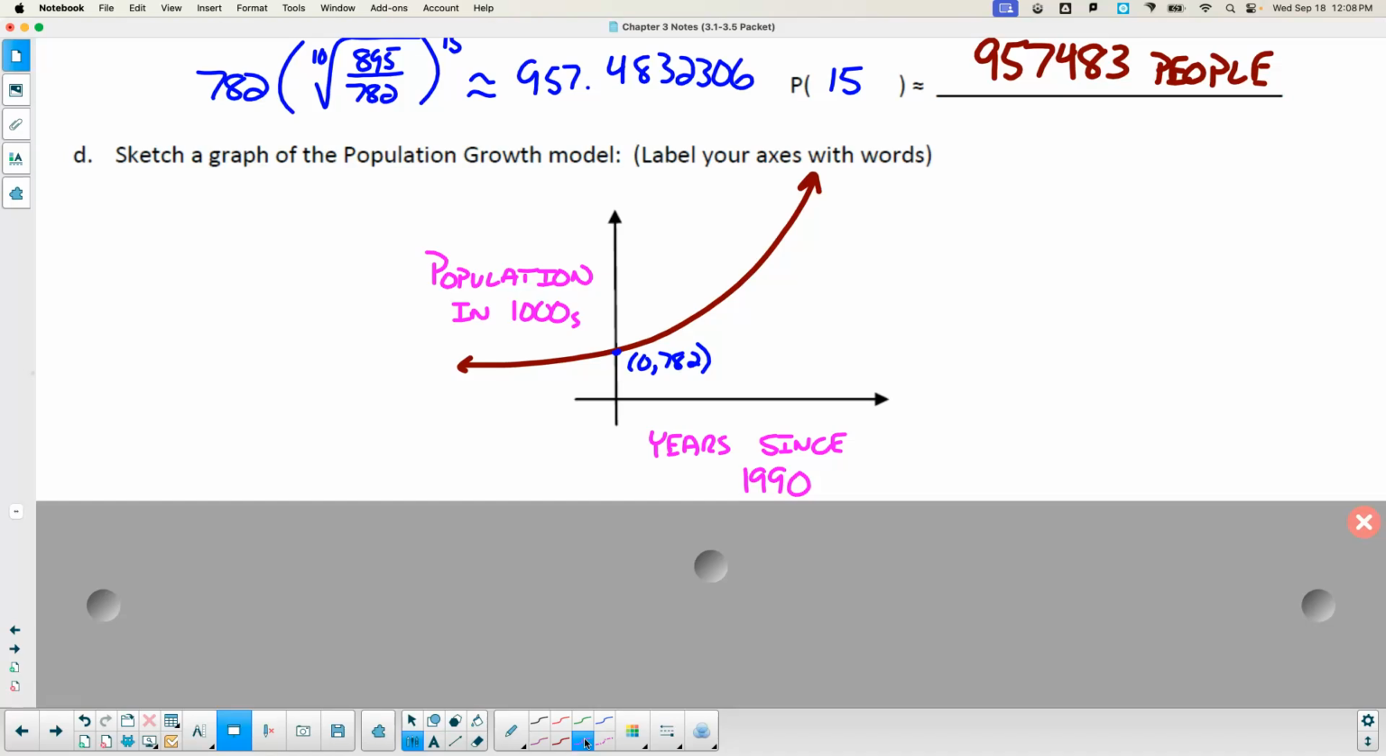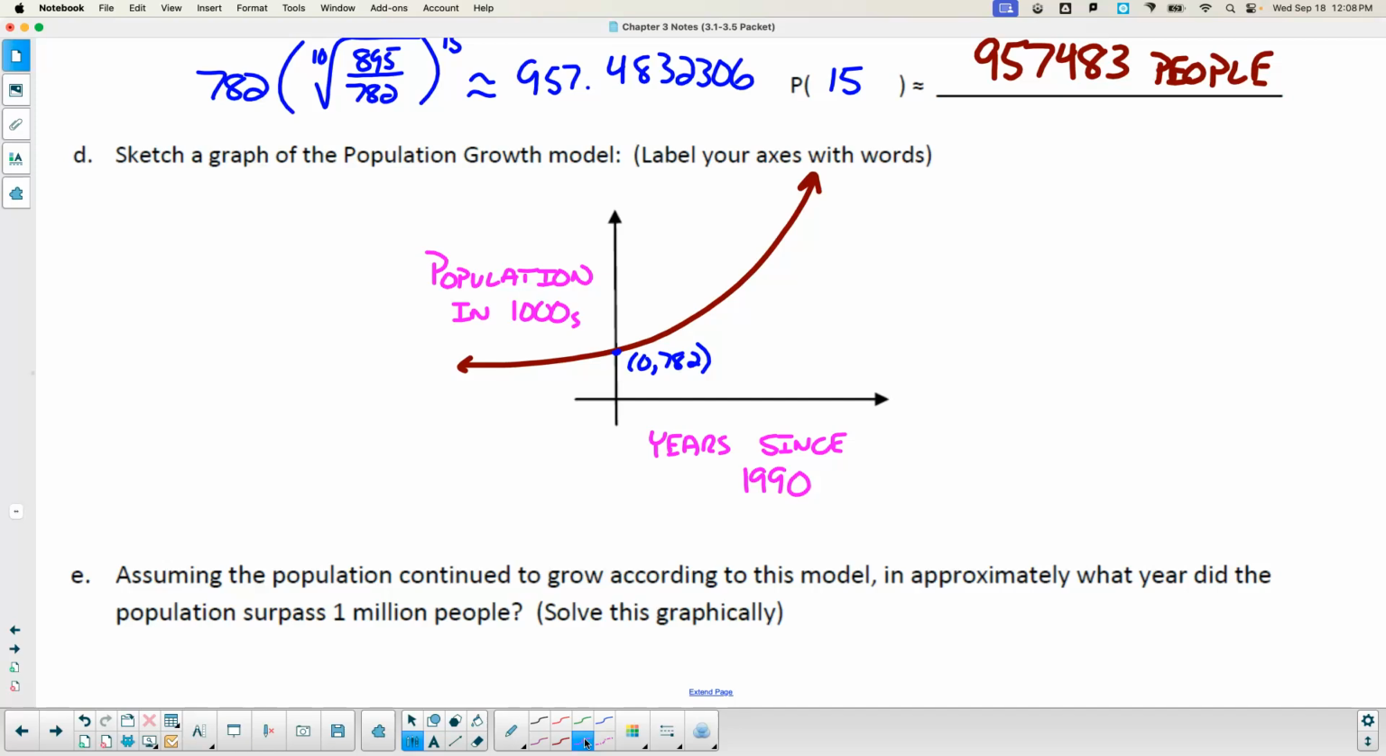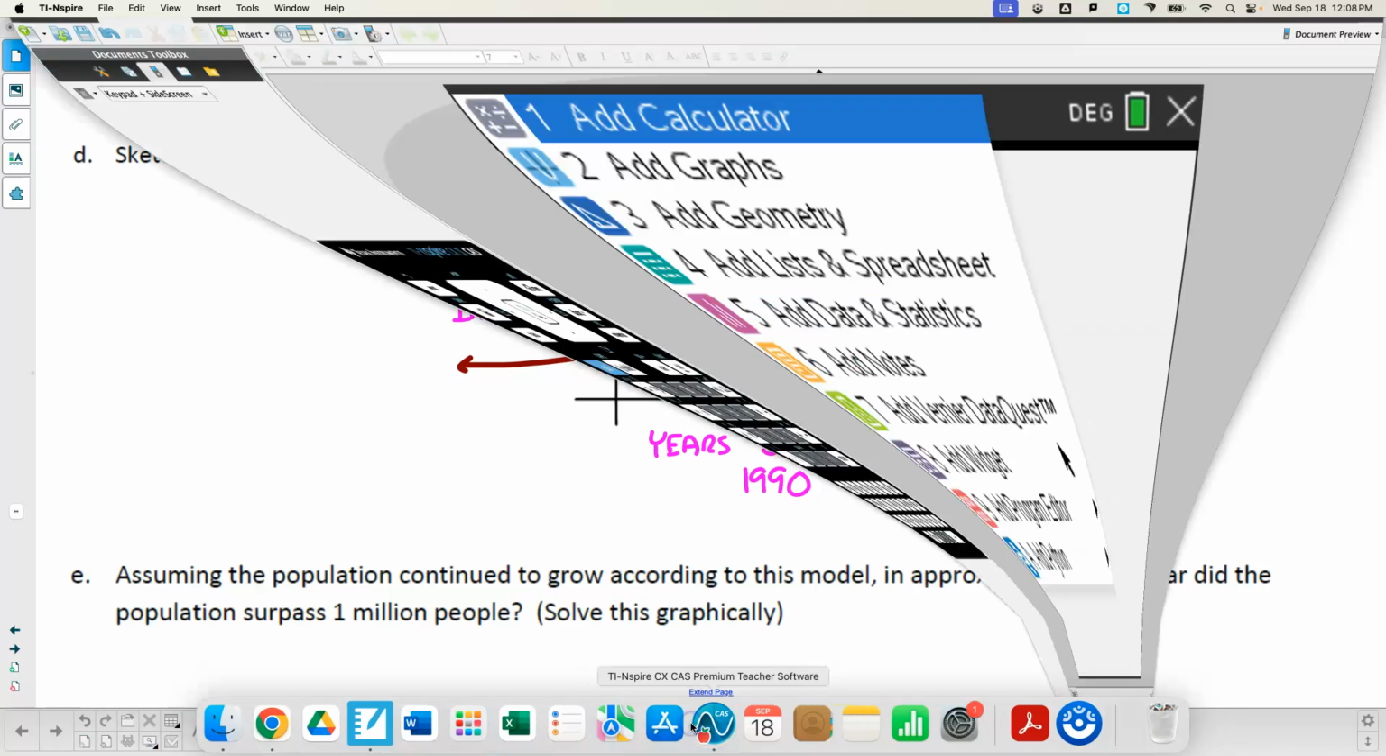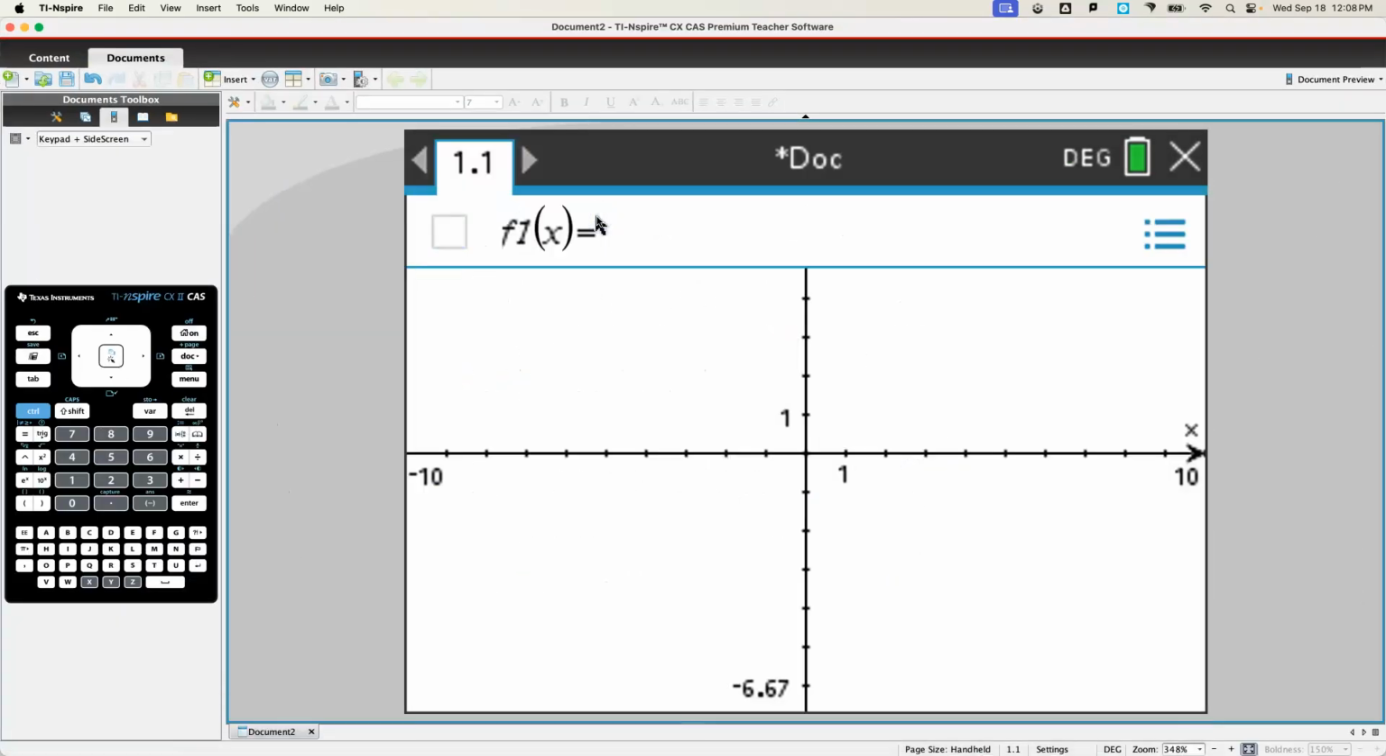Lastly, assuming that the population continues to grow, we want you to figure out when it hits 1 million people. We haven't refreshed your memory as to how to solve with logs, so we're not going to have you solve this one with logs right now. We're going to solve it graphically. I'm going to put the graph up here, and I'm going to have you tell me what I need to do. First, we need to start with our function.